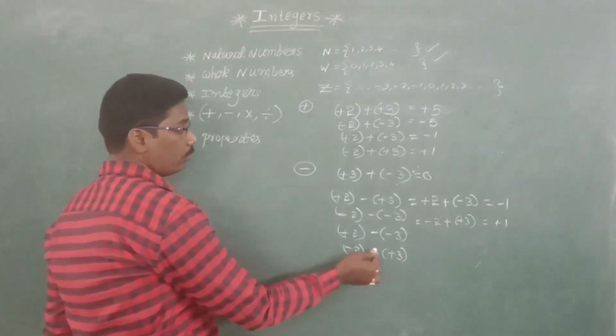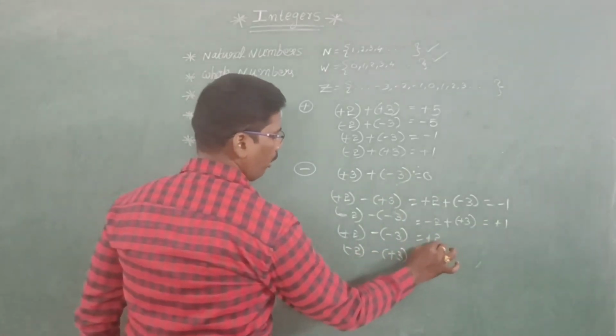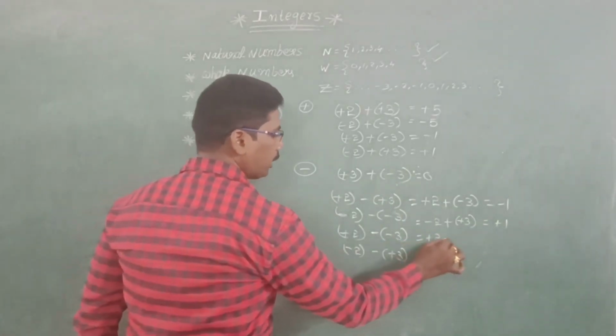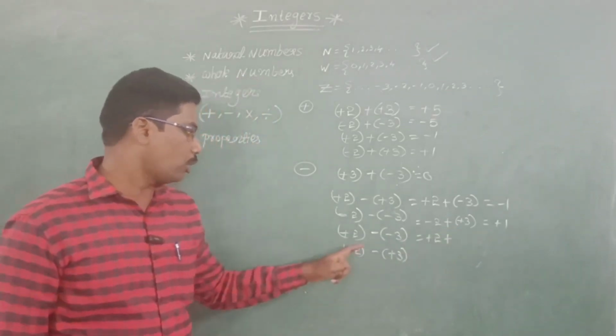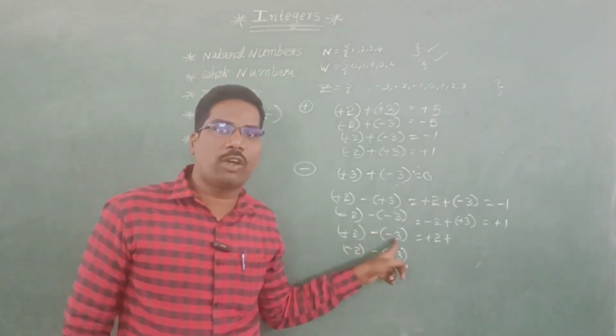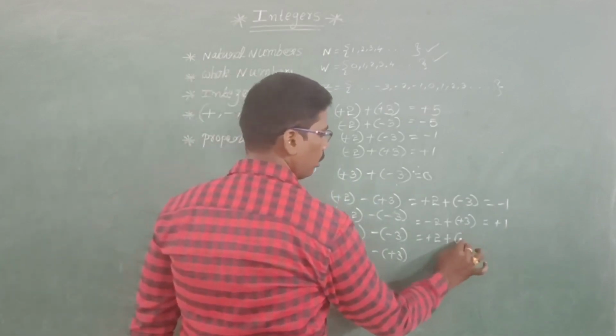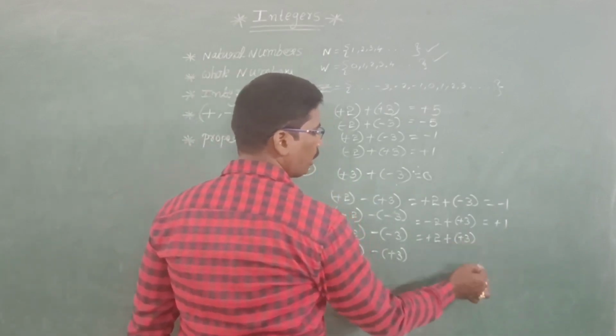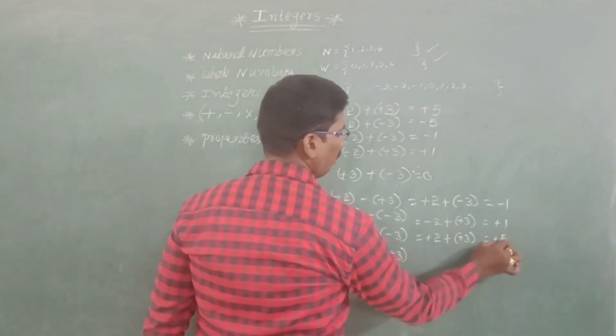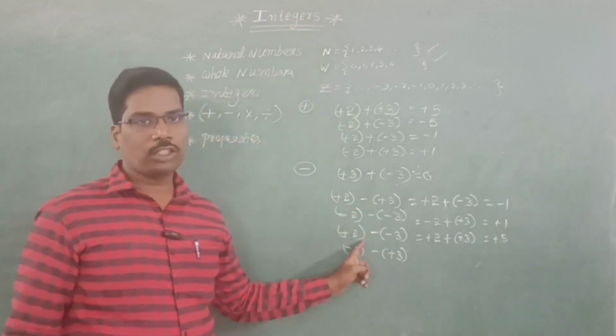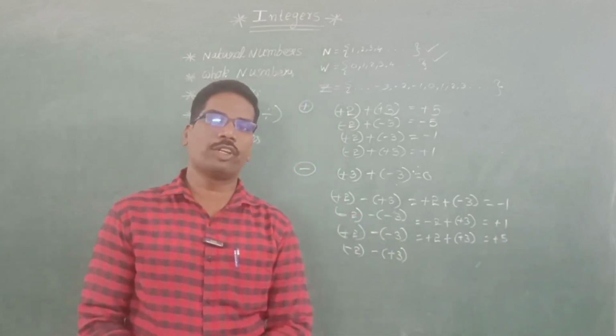Next, here plus 2 will be there. Now I want to do addition. If I want to do addition, what do I have to do? I take the additive inverse of minus 3. Minus 3 additive inverse, what? Plus 3. So 2 plus 3, what? 5. Means 2 minus minus 3 is nothing but plus 5.